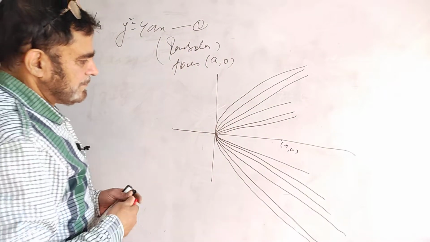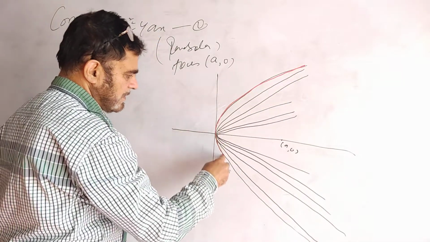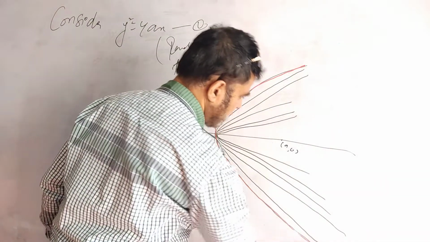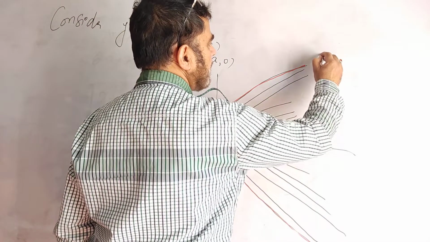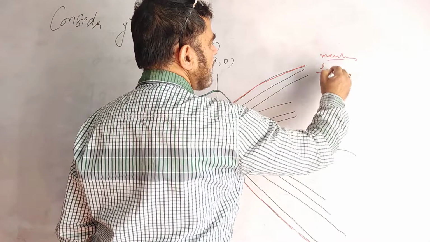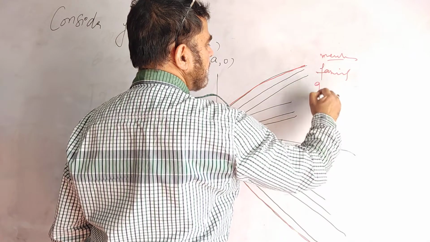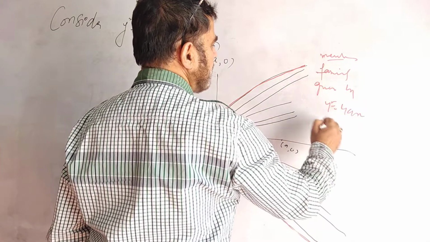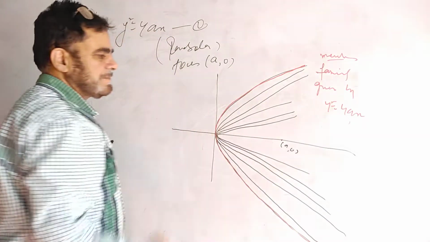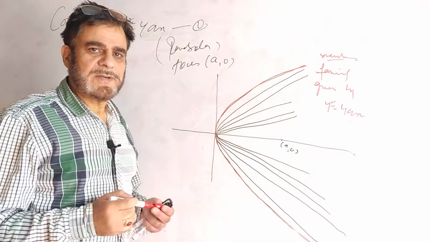You see, this is the family given by y square equal to 4ax for different values of a. How do we get these parabolas for different values of a?